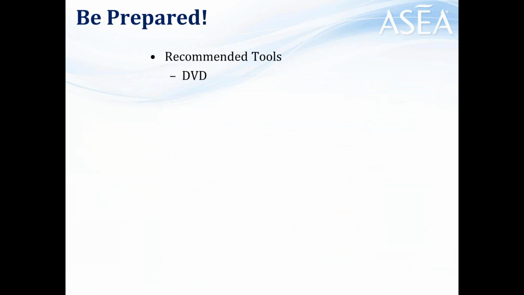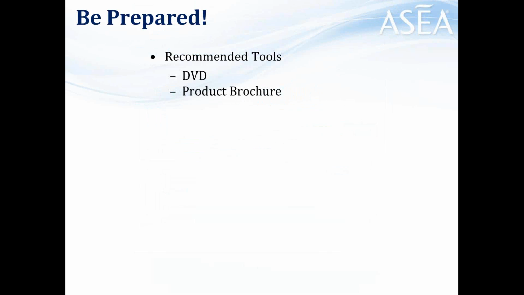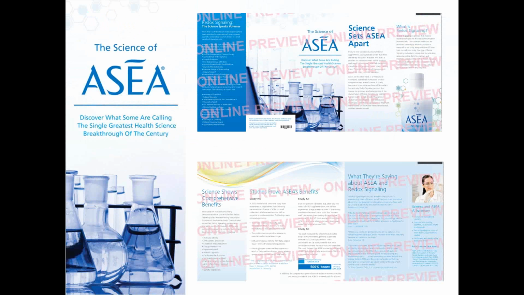Okay, so the recommended tools. First off, we recommend you get a DVD called Meet ASEA. The main reason is that it has pretty much all the other DVDs on it. So you get the product and opportunity videos, the quick draw videos, and the Genesis videos. So this is the one we recommend. It costs just a few dollars. I think you buy them in increments of 10. Great tool to have.